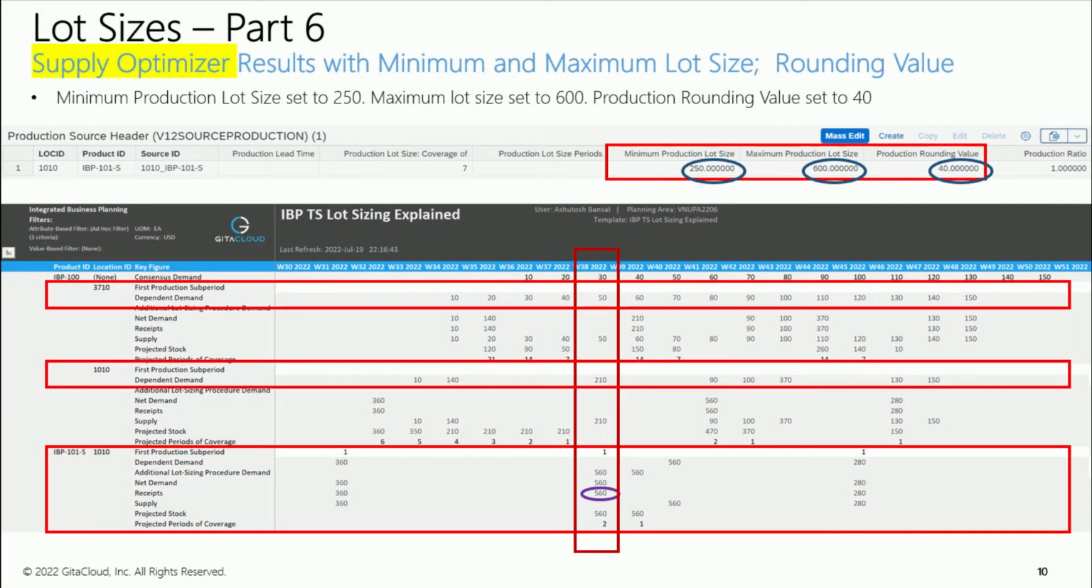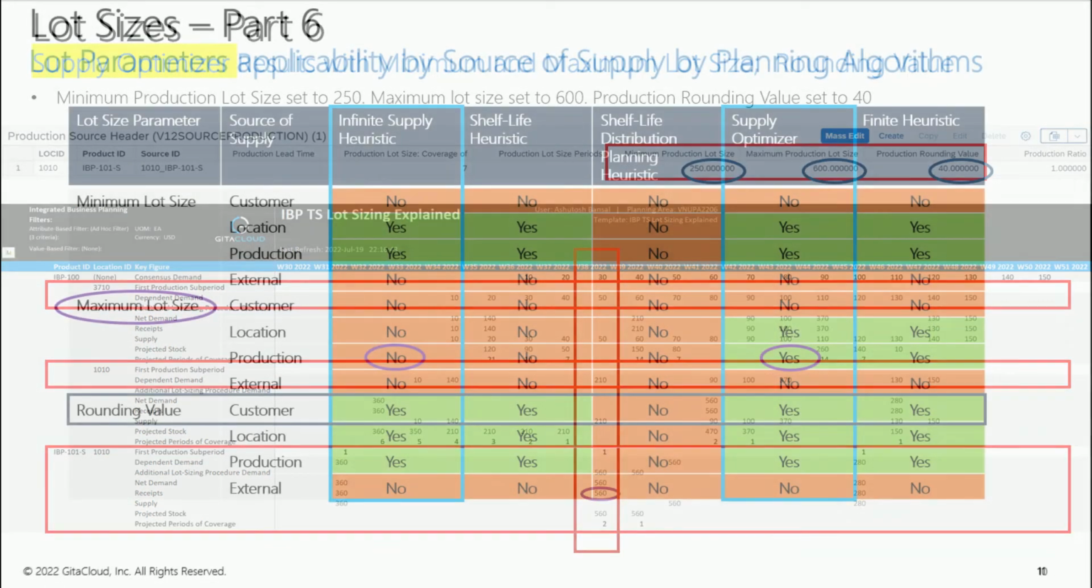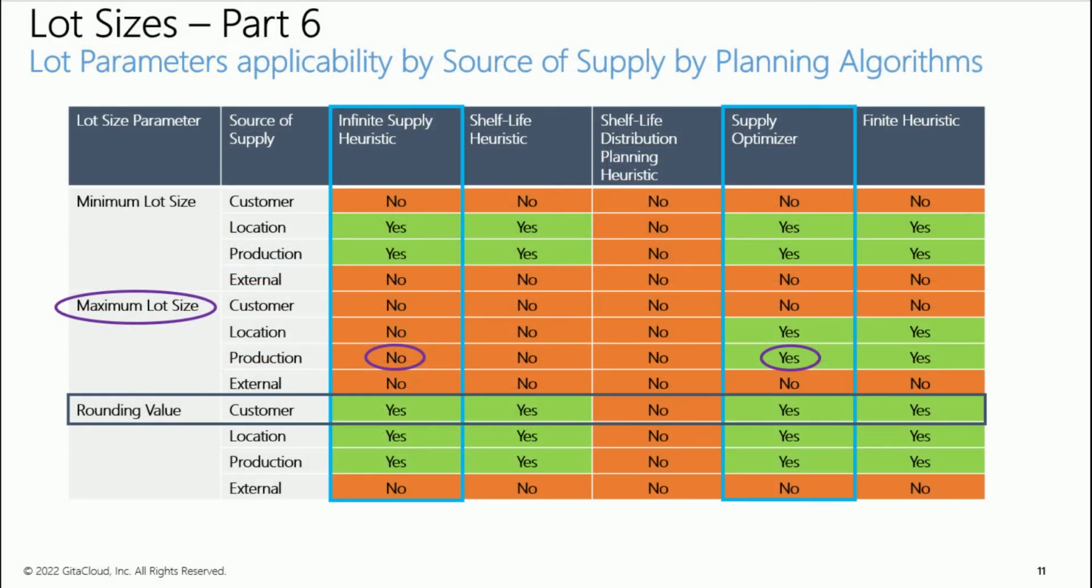Let's see how Supply Optimizer runs differently with maximum production lot size. You can see that Optimizer planned only 560 units in week 38, to respect the maximum lot size constraint of 600. Note that Optimizer propagates the dependent demand from DC to plant differently per other cost drivers. Refer to the table here to understand which lot size parameter is respected by which planning algorithm. We just saw how infinite supply heuristic ignores the maximum lot size parameter, although the Supply Optimizer respects it.